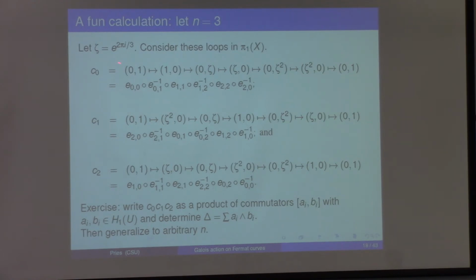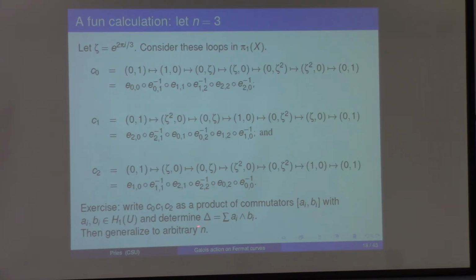If you want to make loops that go around the 3 points at infinity, here's one way of doing it. You go from (0,1) to (1,0). You trace out a whole bunch of these paths, which we gave names for before. Here's a loop going around another point at infinity, and here's a loop going around another point at infinity. So these are 3 loops, and they turn out to be these 3. We have to take the product of these 3 things, express it as a product of commutators where those things are in H1 of U, and then find this.